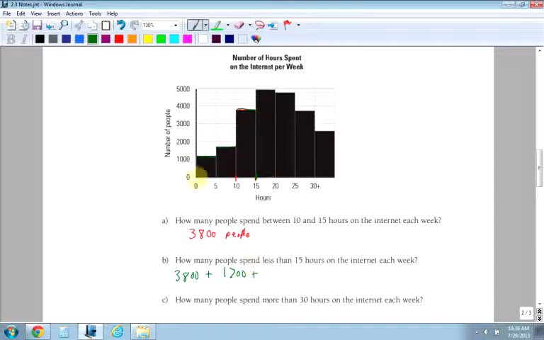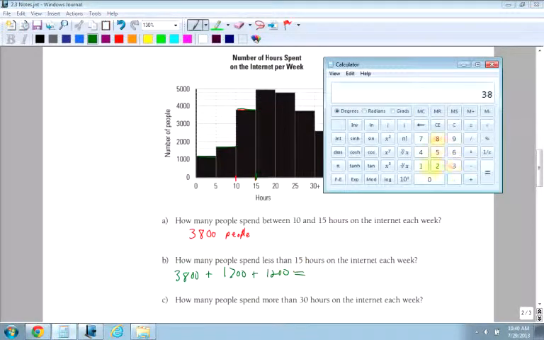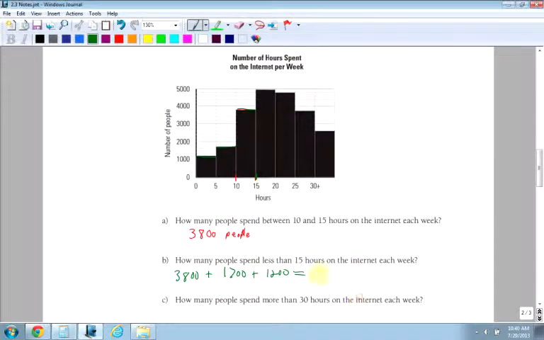And then the amount of people that spend between 0 and 5, which is actually above 1,000 by 200, so it would be 1,200. I know this because there's only 1, 2, 3, 4 remaining until 2,000, so I know that it must be at 1,200 already. So I add those values together, 3,800 plus 1,700 plus 1,200, and I'm left with 6,700 people. So 6,700 people use less than 15 hours each week.